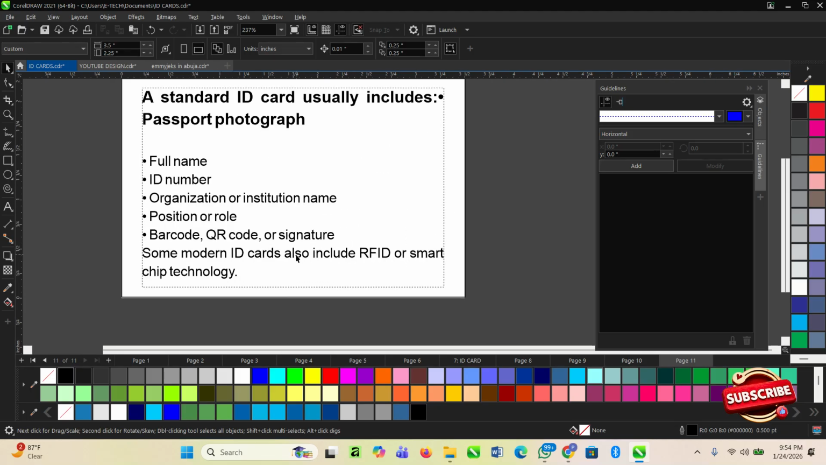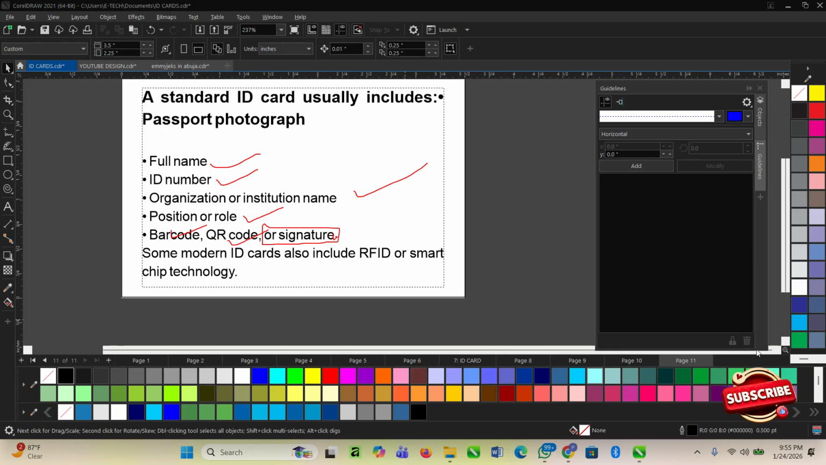Then what is the information your ID is expected to have? Your full name, your ID number, the organizational name, and the role you play in that organization, agency, or company. And then how sure are we that you are the owner of that ID? The signature appearing on that ID is supposed to be yours. Some companies use a barcode, others use a QR code, but the signature is the most common form of authorization for IDs around town.